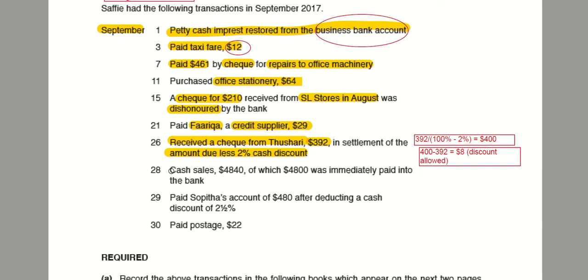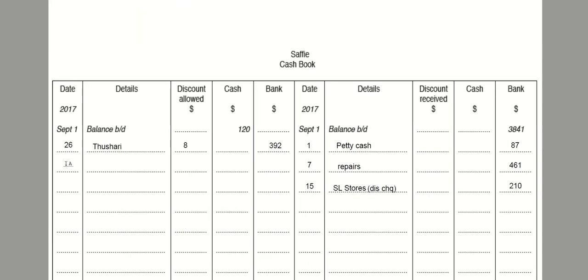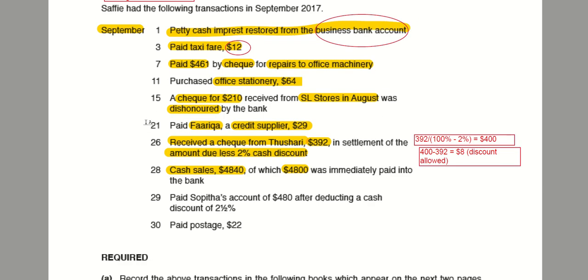The next one is cash sales, and we just split them up into 4,800, and we paid this amount into the bank. It means the remaining $40 we kept as cash. So let's show working here. Let's show working up there first. That's 4,840 minus 4,800, so that we know how much of it will remain in the cash column. So 40 goes in the cash column.